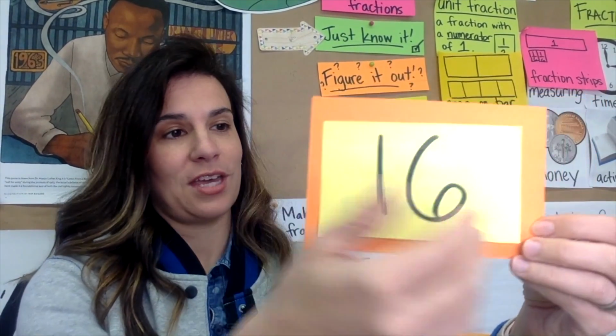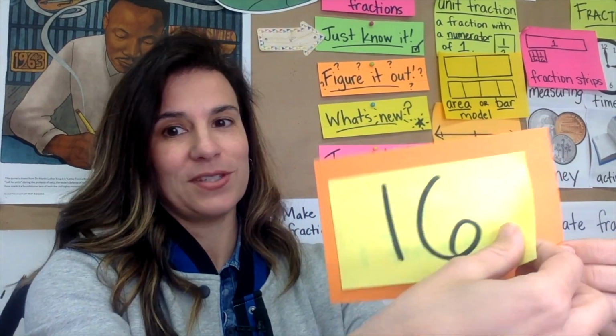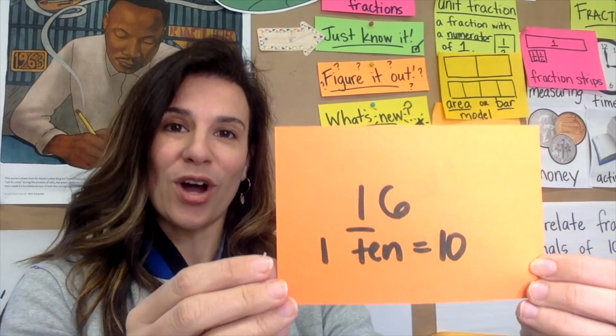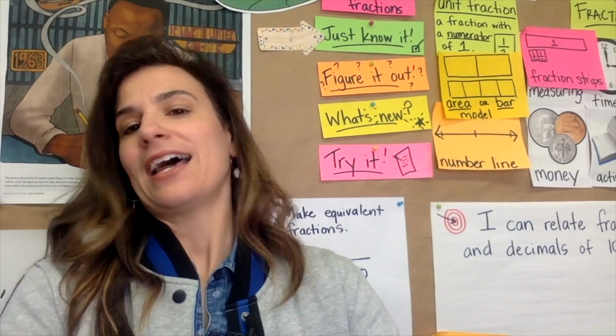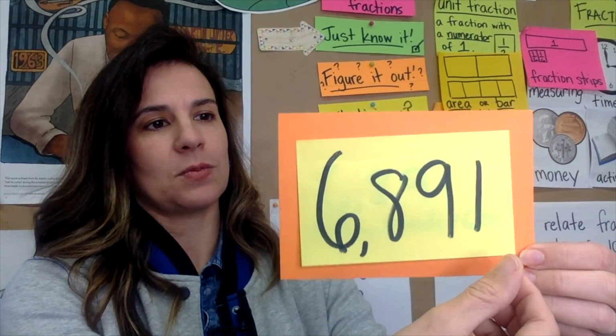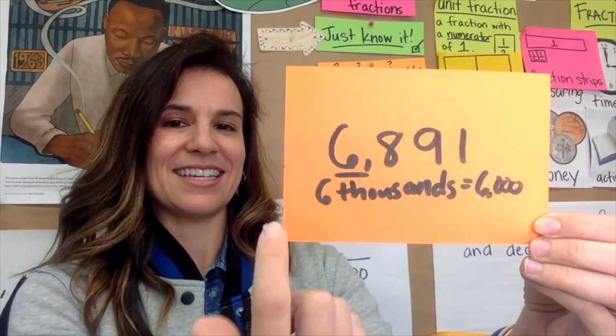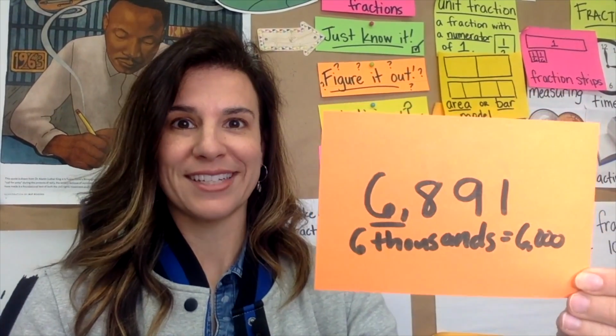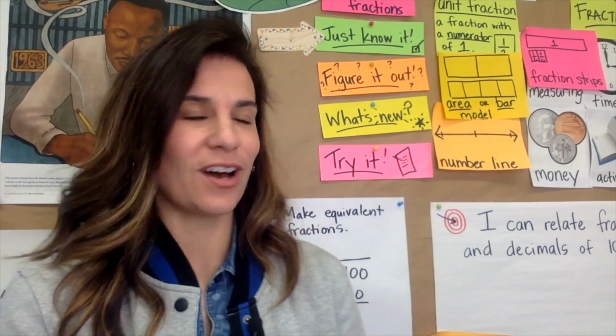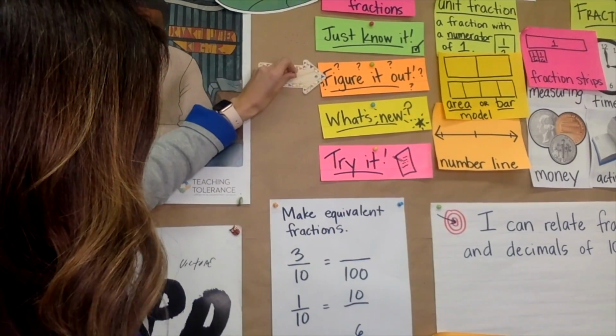The tens place, did you say 1? 1 ten equals 10. And last but not least, the thousands place. Did you say 6? 6 thousands equals 6,000. Nice work. Let's move on to figure it out.